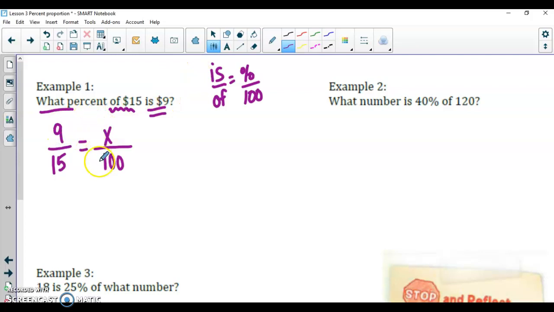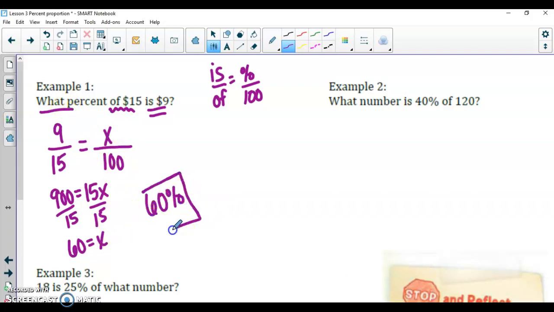At this point, I just solve my basic proportion by using cross multiplication. So I get 900 equals 15x. Divide by 15 on both sides, and we get that 60 equals x. Just be careful though, because it didn't ask you for a number answer, it said what percent. So the actual answer here is 60% as my final answer.